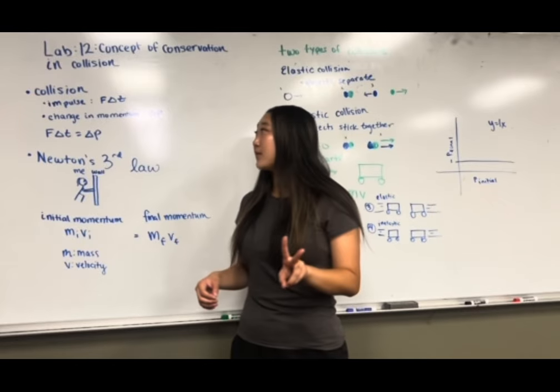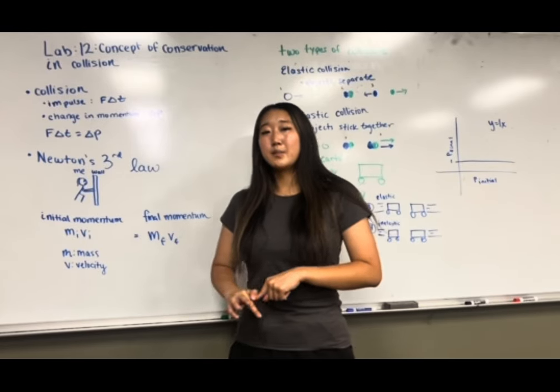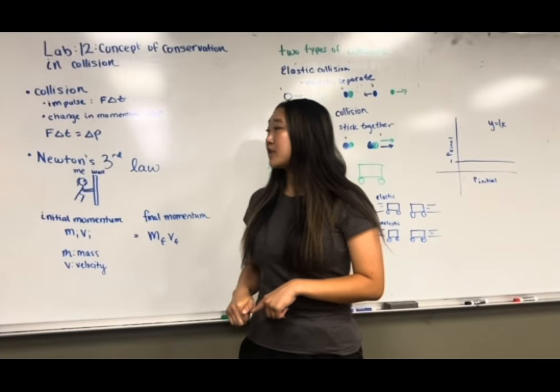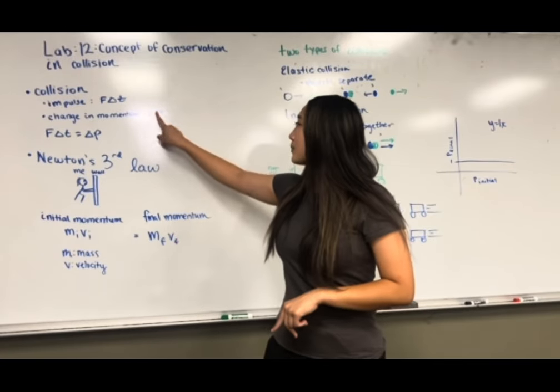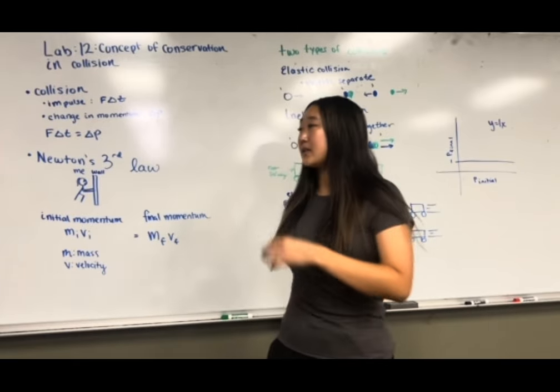There are two different ways that we could analyze a collision. The first one is impulse, which is represented by the equation force times change in time, or there is change in momentum, represented by P, and I will further elaborate on that equation in a second.